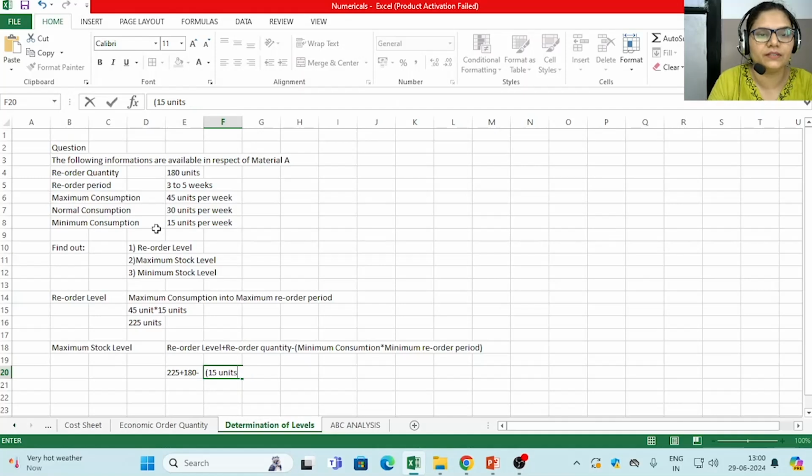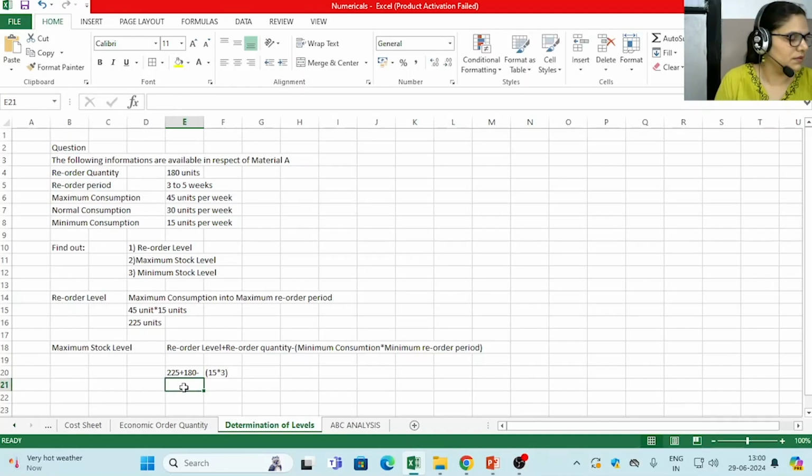15 units plus minimum reorder period. Minimum reorder period is 3 weeks. You know, reorder period is 3 to 5 weeks. So minimum reorder period will be multiplied, sorry, into 3. After solving this equation, you will get the answer of 360 units.